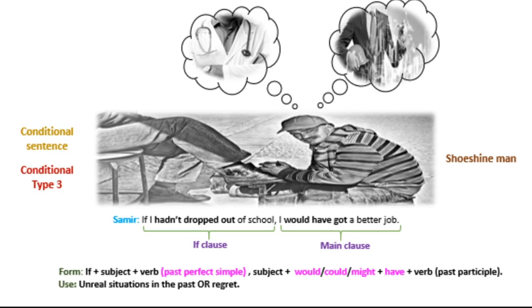Now the use. We use conditional type 3 to express unreal situations in the past or regret. So now I have another question for you. How does Samir feel about this? He feels sorry, and the kind of feeling he has is regret. Let's move on.